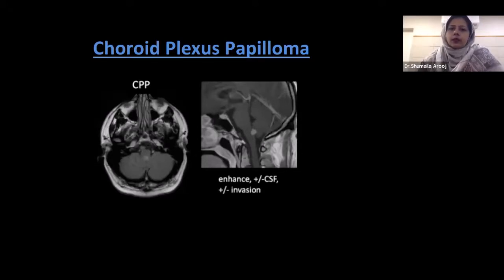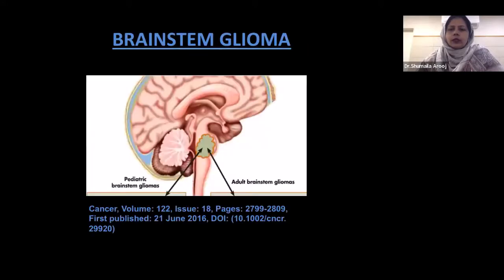So this is another important differential of posterior fossa lesions. They can be in the line of fourth ventricle. With this, we come on to the lesions in the brainstem. So the most important lesions are brainstem glioma, because we are basically focusing on the gliomas.